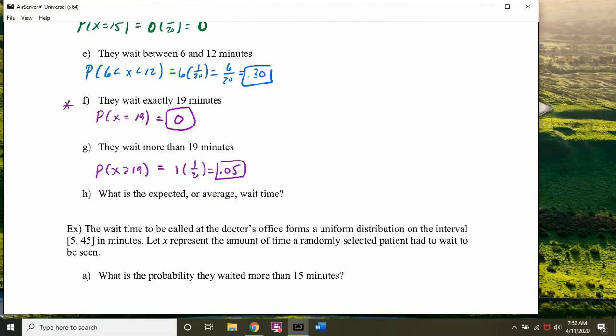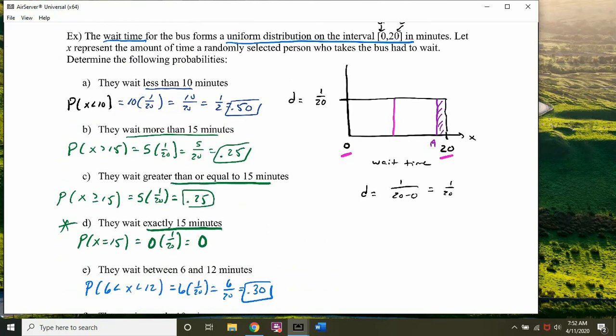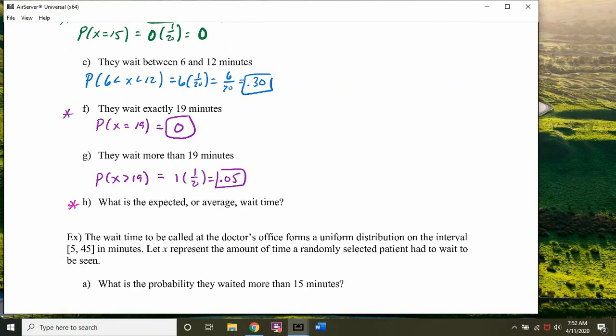Okay. And part H, what is the expected or average wait time? Well, the expected value or average is really just the value that's right in the middle of our original interval. And so how do we find the average of those two numbers? We're going to add and divide by 2. So the expected value here is given by a plus b over 2, which ends up being 10 minutes. In general, we would expect to wait 10 minutes. Half the time we'd wait less than that, half the time we'd wait more.